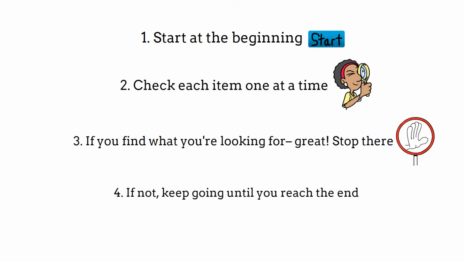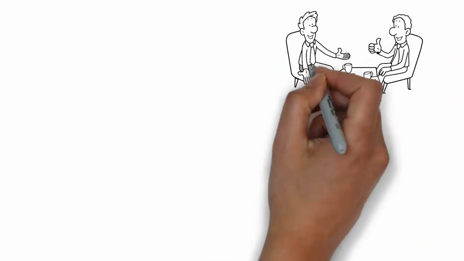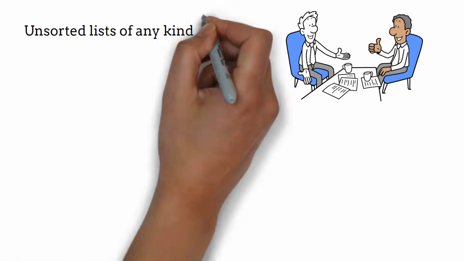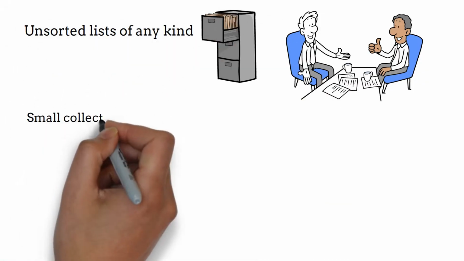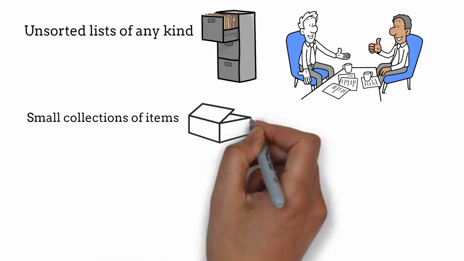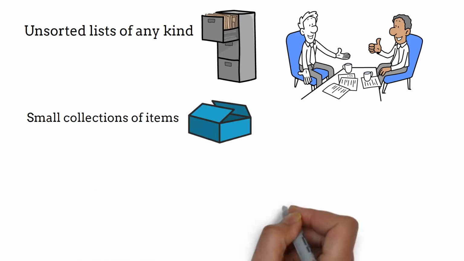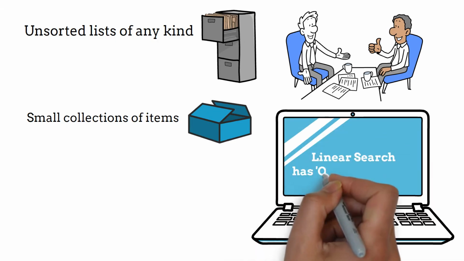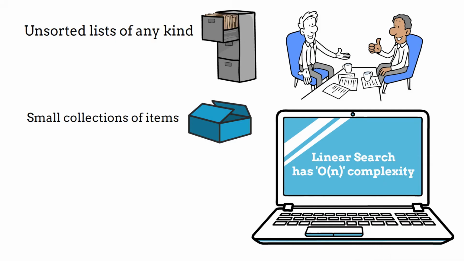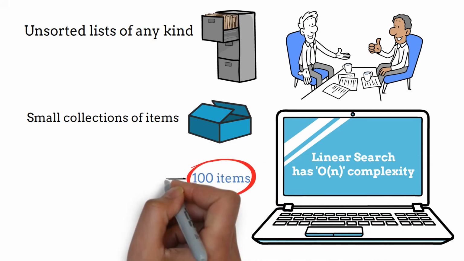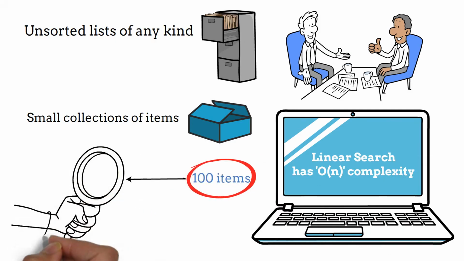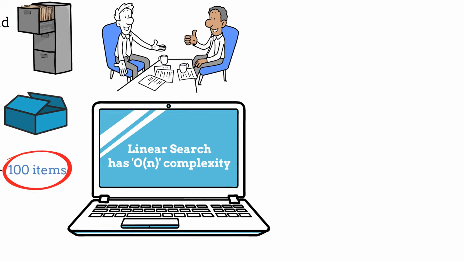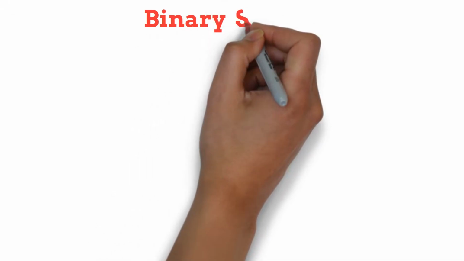Linear search is like that friend who's not fancy but always gets the job done. It works on unsorted lists of any kind. Small collections of items. When you need to check everything anyway. In computer terms, we say linear search has O(N) complexity. Fancy talk meaning if you have 100 items, you might need 100 checks in the worst case. Simple, right? Now, let's meet the speed demon, binary search.